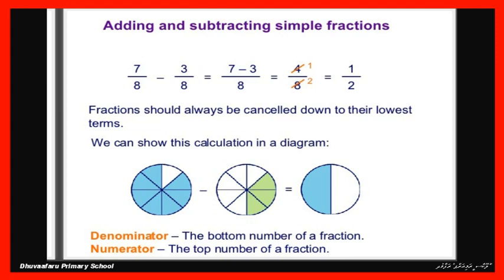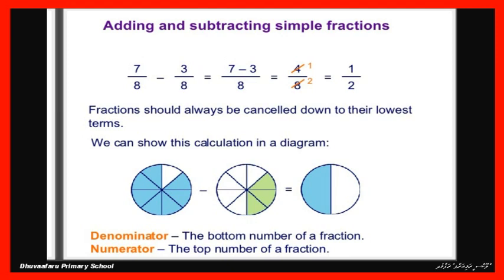Adding and subtracting simple fractions. Fractions should always be cancelled down to their lowest terms. We can show this calculation in a diagram. The denominator is the bottom number of a fraction and the numerator is the top number of a fraction.